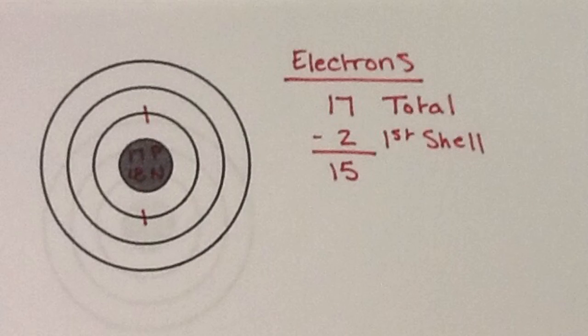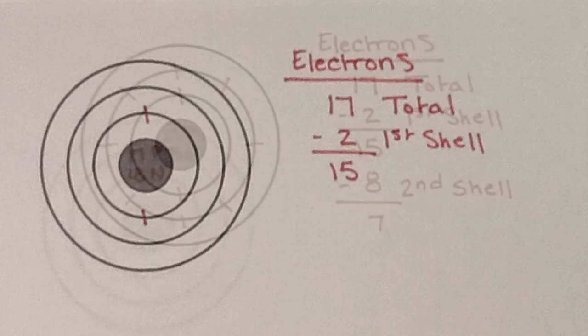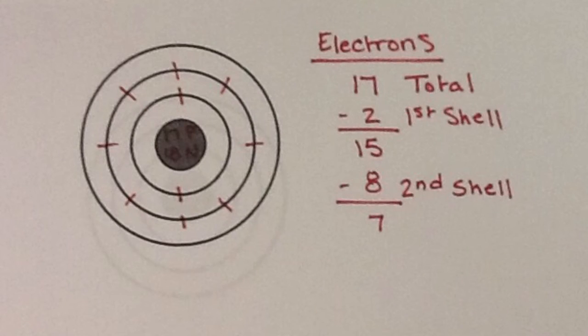Then we will begin placing electrons in each shell around the nucleus. We know that the first shell can hold up to 2 electrons, so we will draw them in on our Bohr model and then subtract 2 from our total of 17. This will leave us with 15 electrons left. We can take the next 8 of them and place them in the second shell around the nucleus of the atom, drawing in all 8 electrons around the model and subtracting 8 from 15.